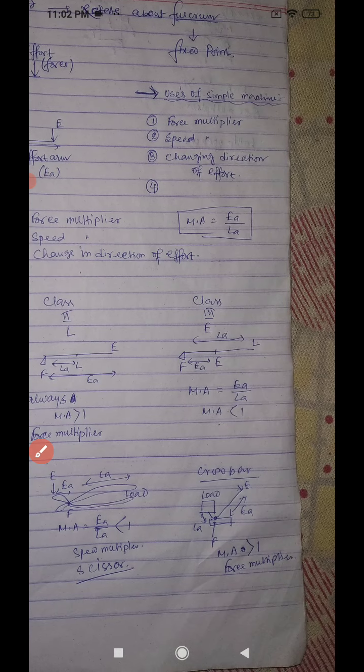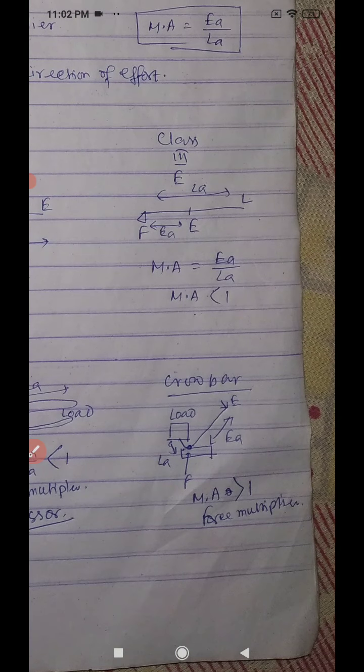Now moving to your book. Another example is the crowbar. It is important, sometimes a question comes from it. That's why I drew it, and you will draw it this way and explain this way. You write in your own words in the exam.